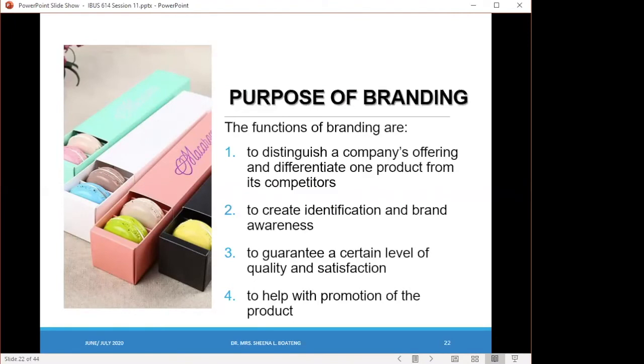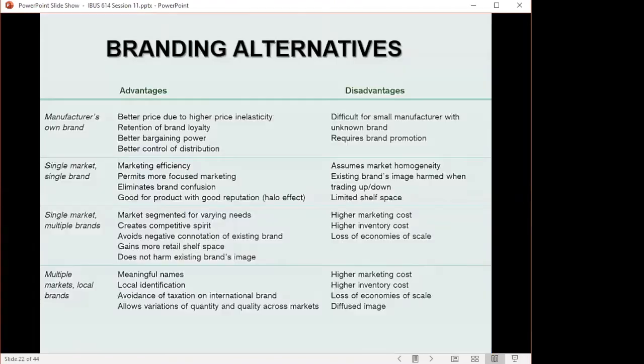So if it did not look like the one from the US, you were not going to buy it, right? And these are, in a nutshell, some of the main purposes why marketers brand their products. And in branding the product, there are so many different branding alternatives that you can have, and let's just look at 4 of them. The first one we can look at is the manufacturer's own brand.